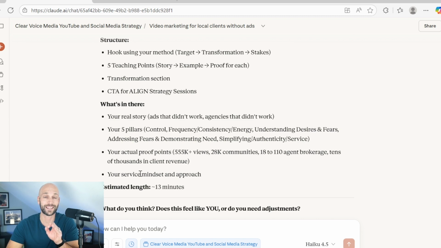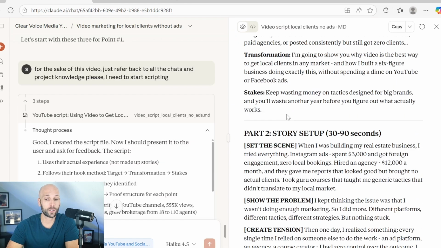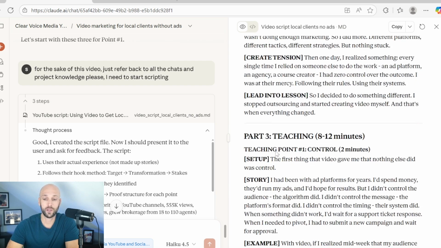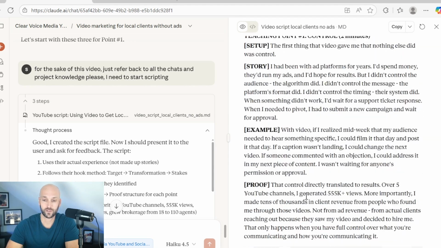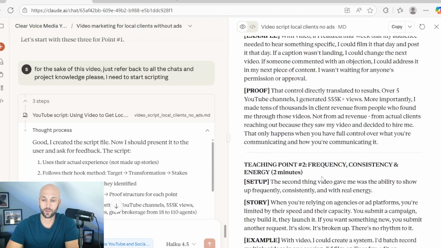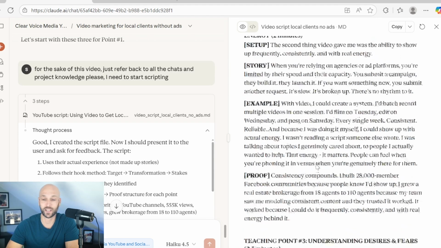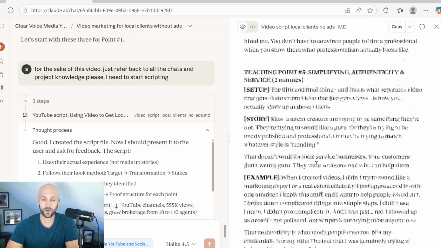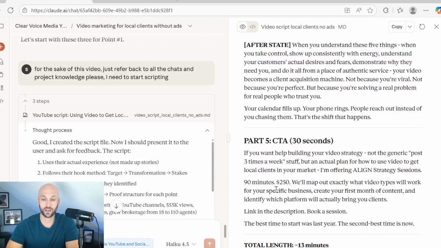Once you get the script back from your AI, that's when you have to do the next part. So here's the script that Claude came up with. It's really good. We have a hook. We have part 2, the story setup. Part 3 is the teaching, 8 to 12 minutes. And then you can see we have teaching point number 1, control. Teaching point number 2 is frequency, consistency, and energy. All the other points we talked about. And then it has the transformation at the end and the CTA, right? So a total of about 13 minutes. That's really good.